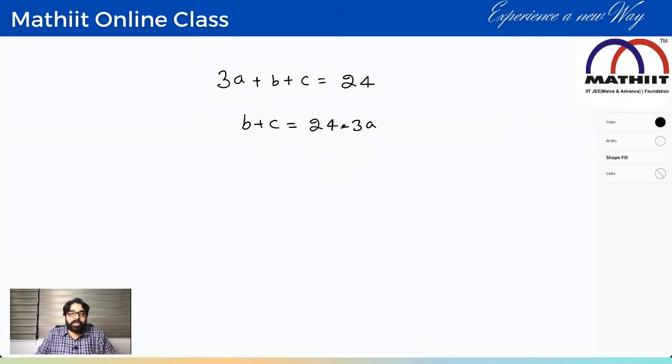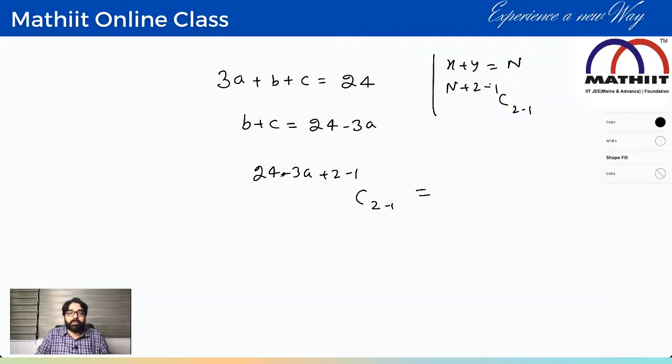We have to solve this equation where this number 24 minus 3a is there. So the number of solutions will be how many? Try to recall: if I say x plus y equal to capital N, what is the number of non-negative integral solutions? You say N plus 2 C 2 minus 1, because 2 groups are there. The same logic here: 24 minus 3a plus 2 minus 1 C 2 minus 1, which will be nothing but 25 minus 3a C 1, which is equal to 25 minus 3a.